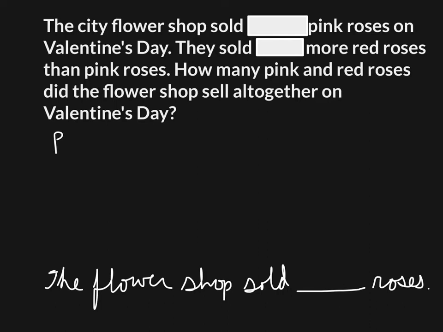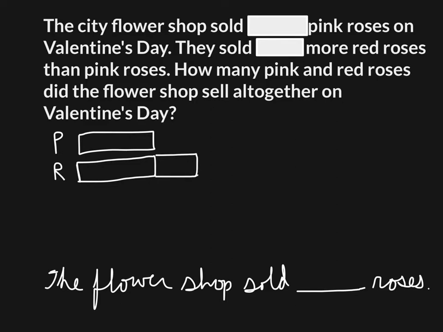Now I know they sold some pink roses. I don't know that number yet. And then I also know that the red roses, they sold the same amount as the pink, plus some extra. So again, I don't know what that is yet. So now that I have this set up to answer this question, the flower shop sold this many roses, I know that once I figure out how many pink roses and how many red roses, I would have to add those together.